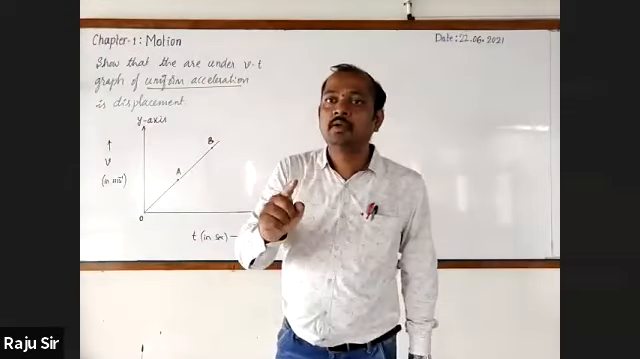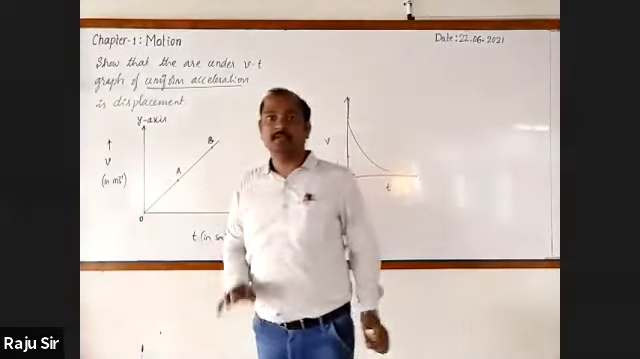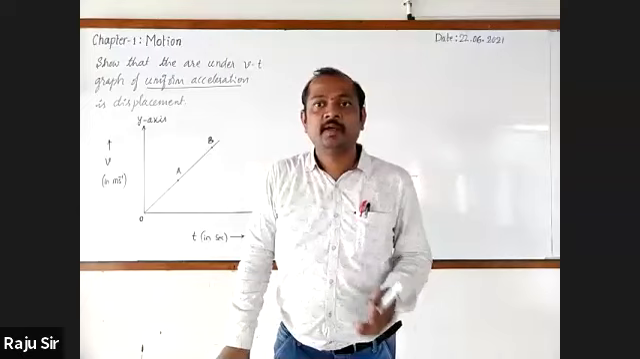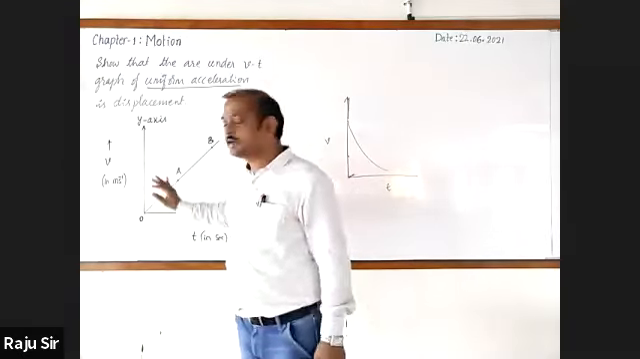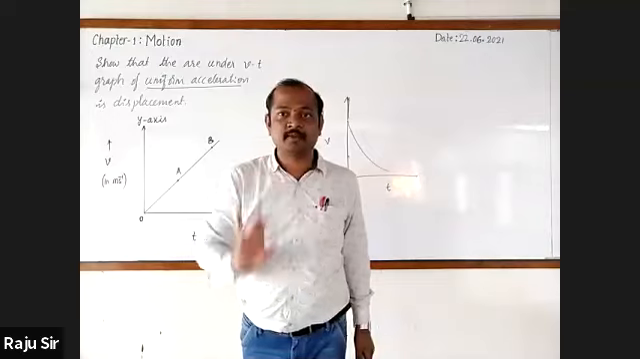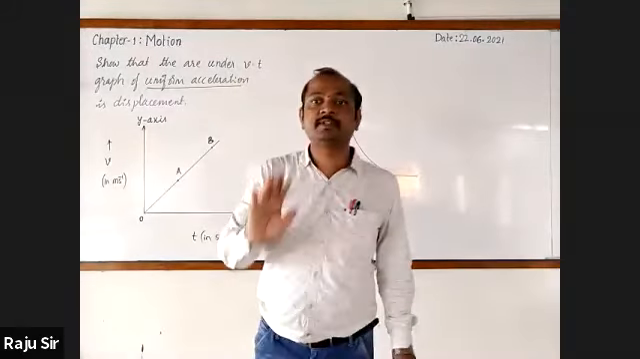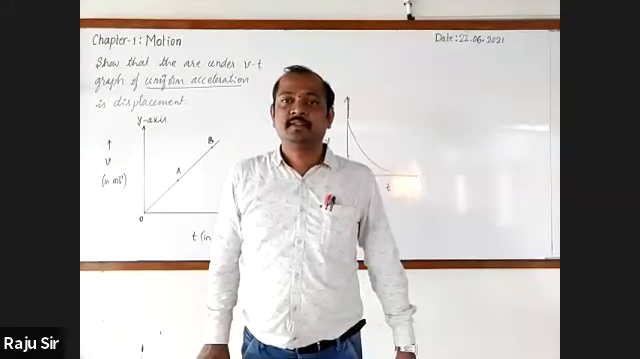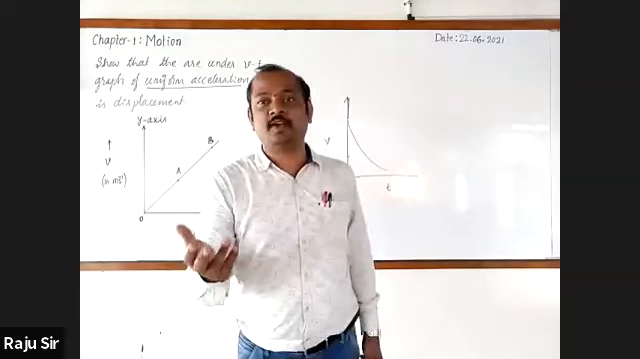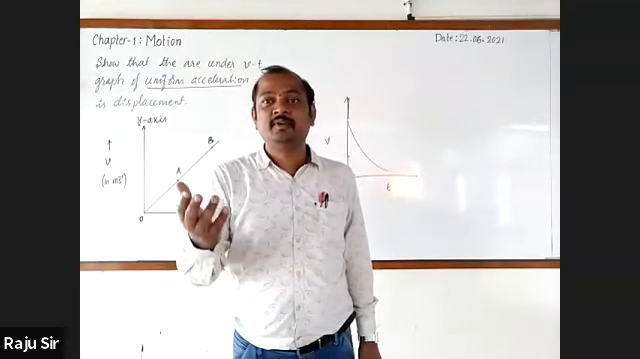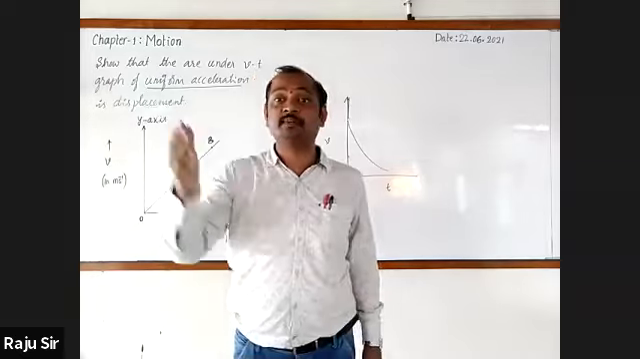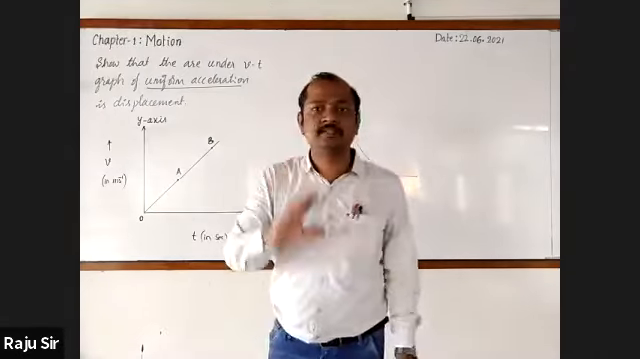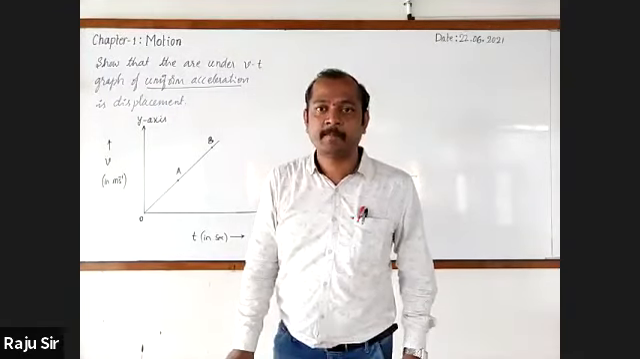Now, could you tell what do you say about B minus A? Consider A is the initial velocity, B is the final velocity of the body. I'm asking you B minus A. It is change in velocity. We used to take V minus U, final velocity minus initial velocity. Here, final velocity minus initial velocity is nothing but change in velocity.